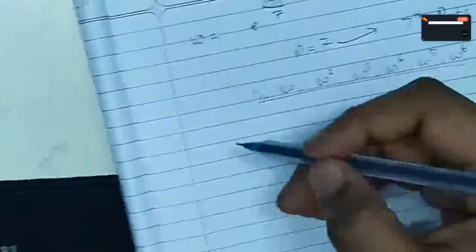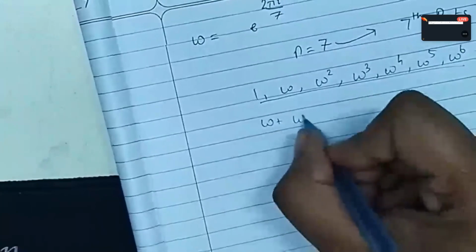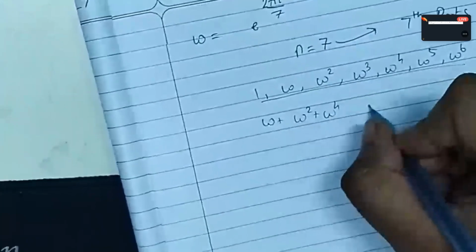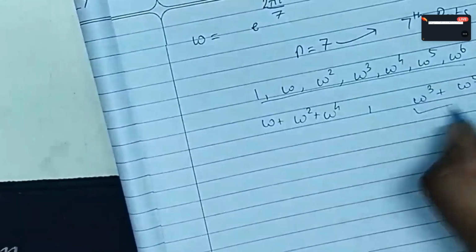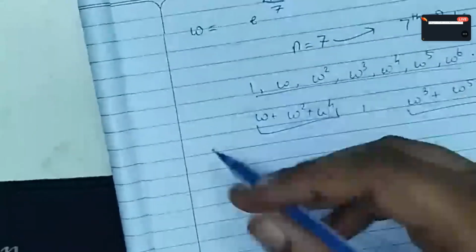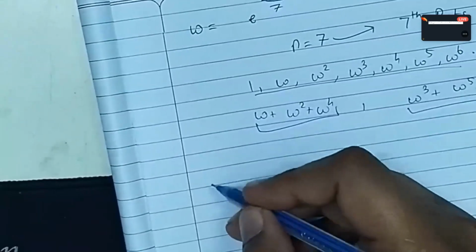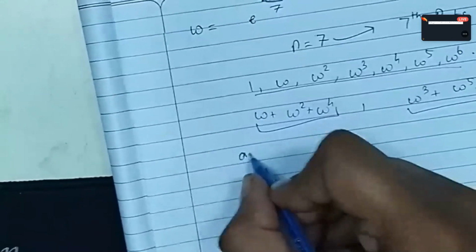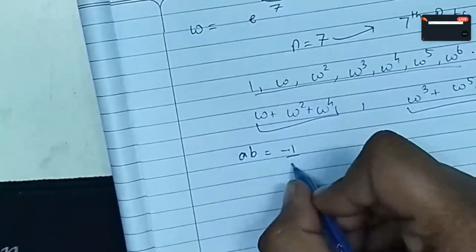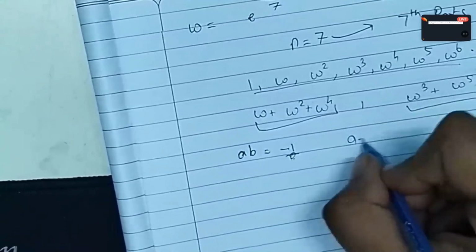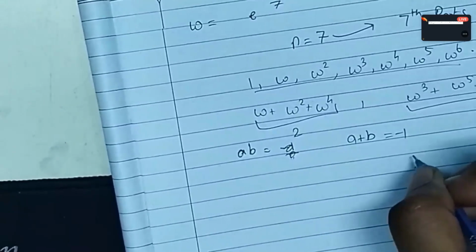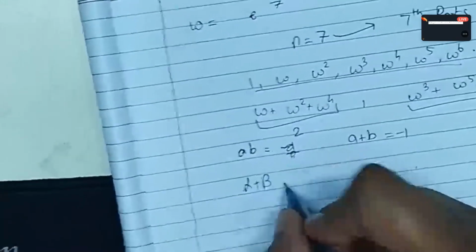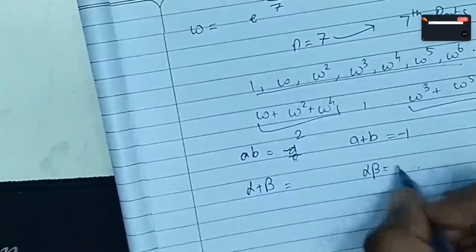Now we need to verify that omega plus omega square plus omega raised to 4, and omega cube plus omega raised to 5 plus omega raised to 6, are two different roots of the given equation. For verifying that any two numbers A and B are roots of the equation, we can say AB should be 2 and A plus B should be minus 1. It is basically we verify the alpha plus beta and alpha beta. Correct?